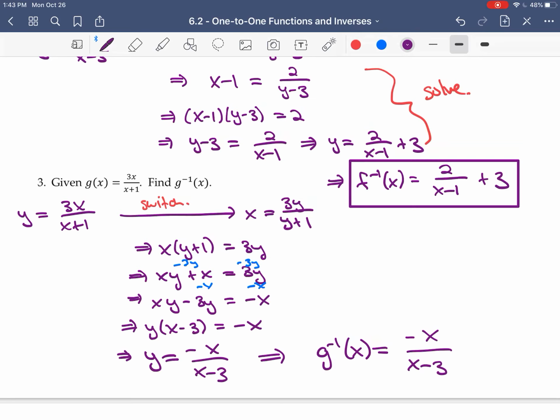Or you may have gotten, if you bring the negative to the bottom, x over 3 minus x. Those are actually the same. Okay, so yours might look like that instead, depending on what side you took things to. Okay, but both of them are the same.